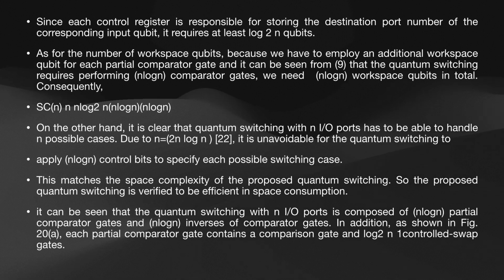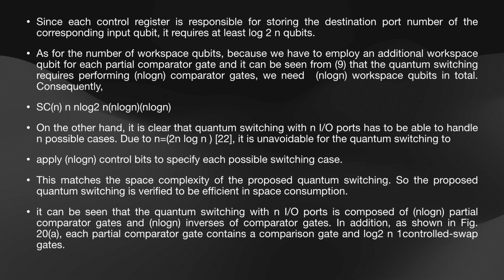It can be seen that the quantum switching with n input and output ports is composed of n log n partial comparator gates and n log n inverses of comparator gates. In addition, as shown in figure 20a, each partial comparator gate contains a comparison gate and log 2n plus 1 control swap gates.